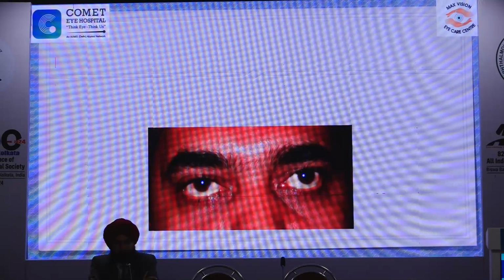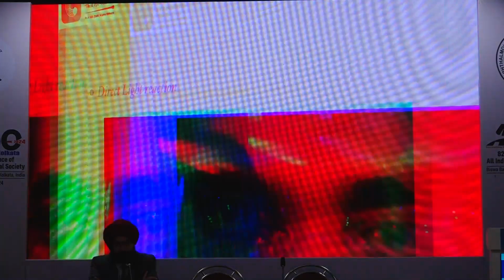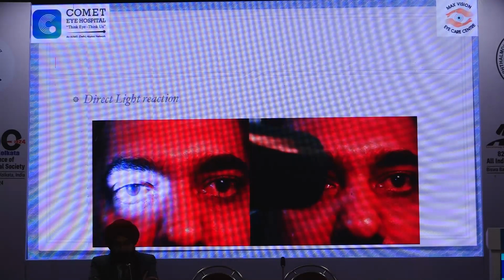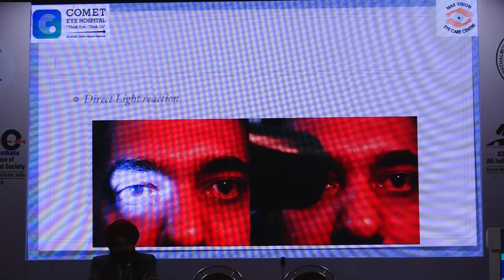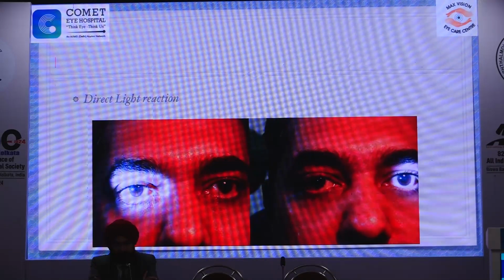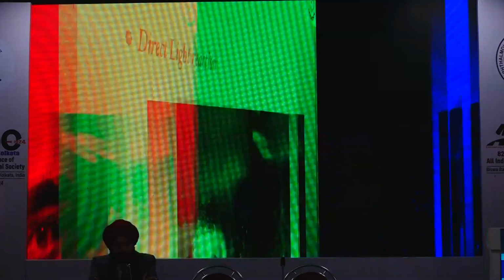This is another case where we can see that the left eye pupil is dilated and abnormal. It's a 48-year-old male who comes with anisocoria where the left eye pupil is larger as compared to the right eye. We see the direct reaction to the light. When we shine the light in the right eye, it constricts absolutely fine. But when we shine the light to the left eye, it doesn't constrict so well. So probably we are dealing with a left eye abnormality of the pupil.